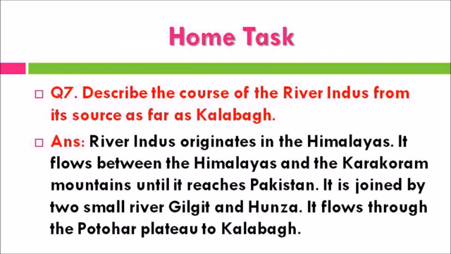Question number 7 is describe the course of the river Indus from its source as far as Calabar. Answer is river Indus originates in the Himalayas. It flows between the Himalayas and the Karakoram mountains until it reaches Pakistan. It is joined by two small rivers Gilgit and Hunza. It flows through the Potohar plateau to Calabar.